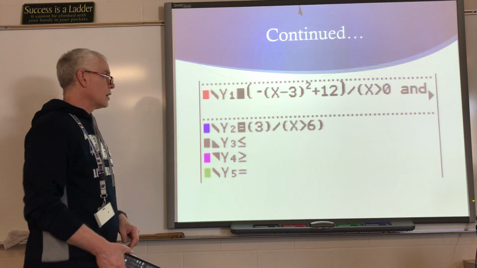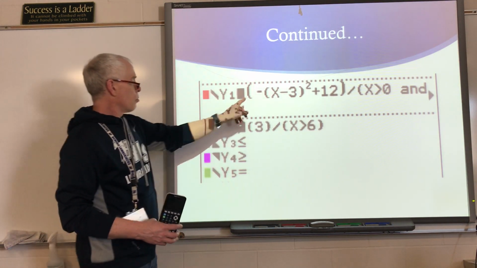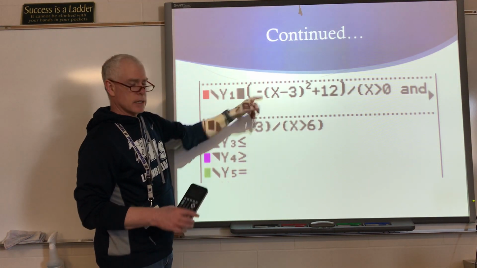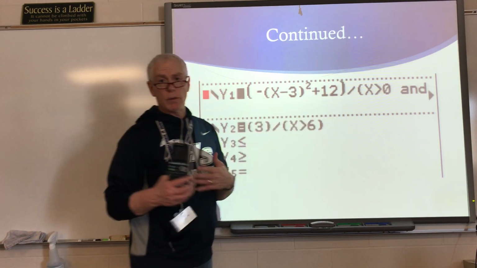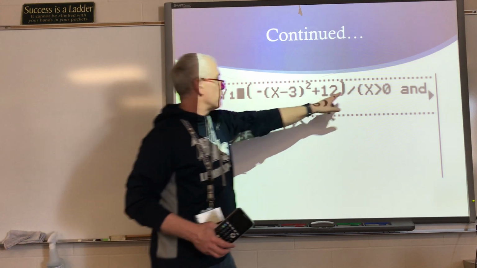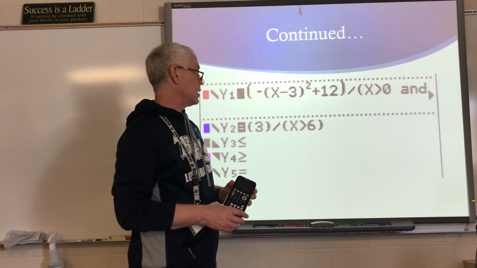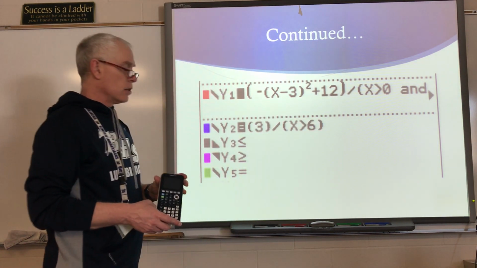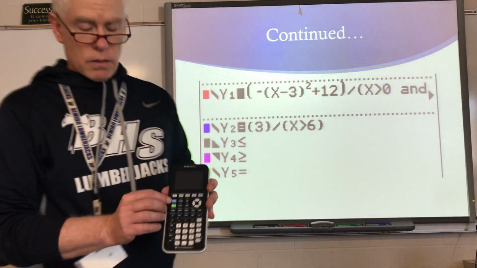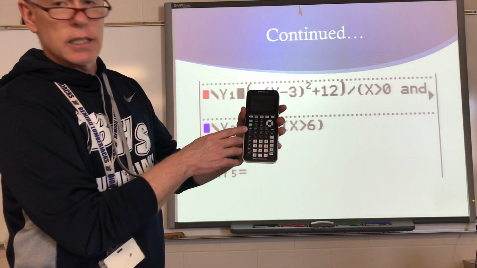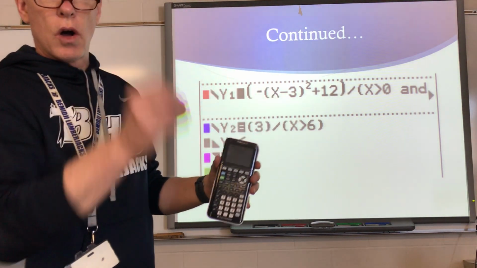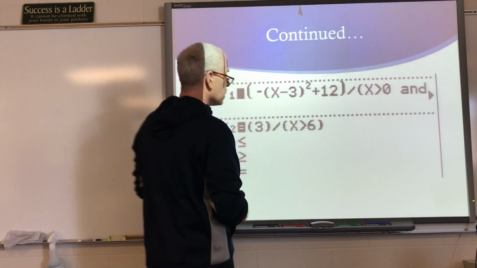So this is what it should look like. In your y1, parenthesis, the opposite, parenthesis, x minus 3 quantity squared plus 12, that was the equation, divided by parenthesis, and then you type in x, and you'll see a greater than symbol. If you go to second math, there's a test menu, and you're going to get all of the inequalities that you want to get, okay?